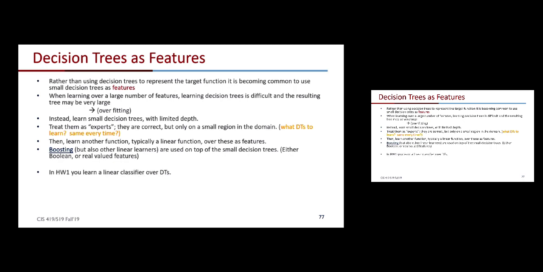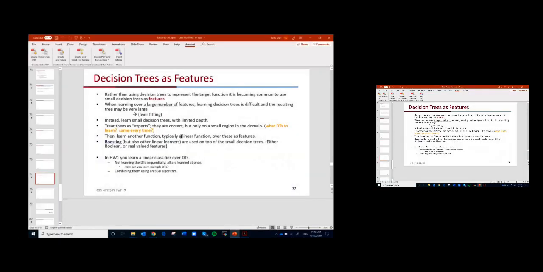In homework 1, you're going to learn a linear classifier over decision trees. And the linear classifier is going to be a rather simple linear classifier of the type that we talked about last week. So I want to talk a little bit about what you will do in homework 1, which will be out today. I don't know if it's already out or not, but it will definitely be out today. Let's see if I can show you.